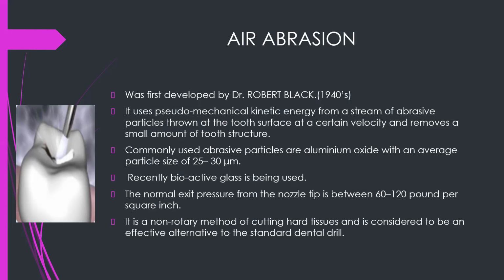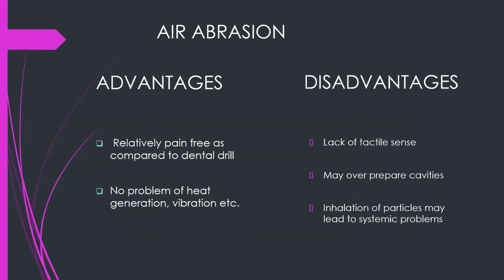So you are using aluminum oxide with an average particle size of 25 to 30 micrometer. Bioactive glass can also be used in these cases. The pressure with which the air abrasion will push the alumina particles outside is between 60 to 120 psi. It's a non-rotary method of cutting hard tissue, and it is an effective alternative to your air rotor. Now it is creating a saucer-shaped cavity.